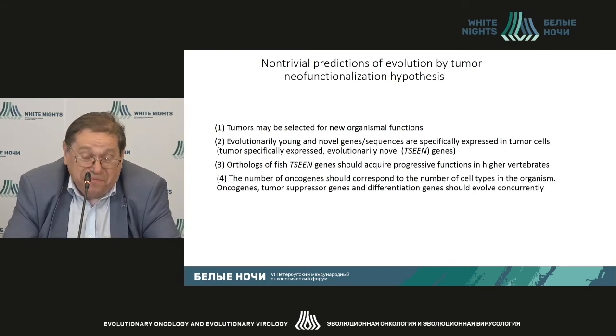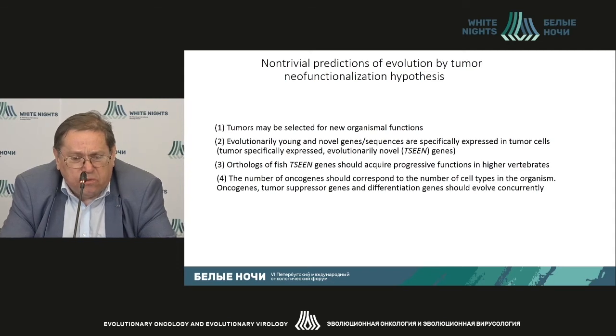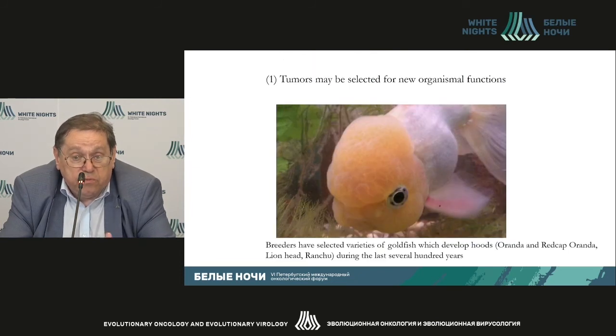Some of these predictions are listed here, but not all of them. In one presentation later, Andrey Kozlov will talk about one more prediction. Here we have four of them. The first one, the first prediction: tumors may be selected for new organism functions.